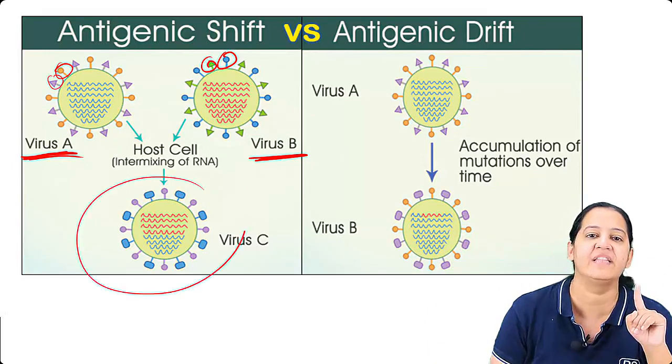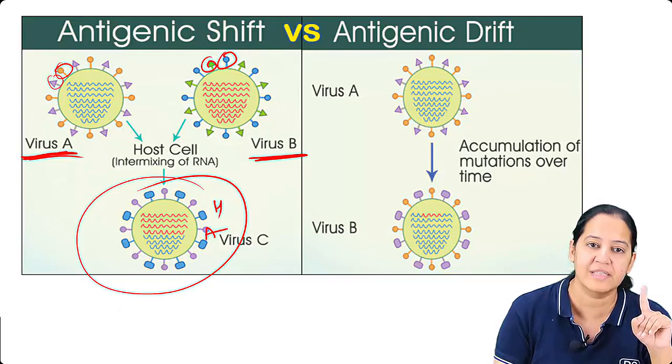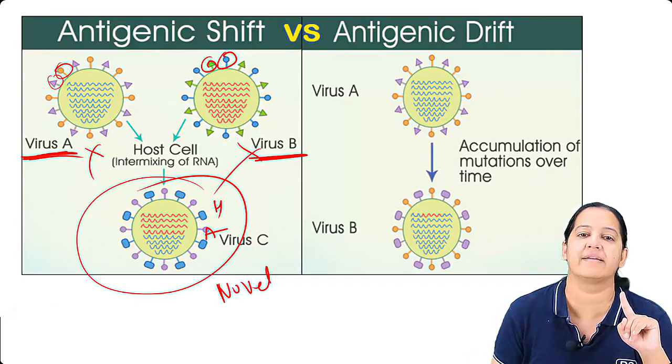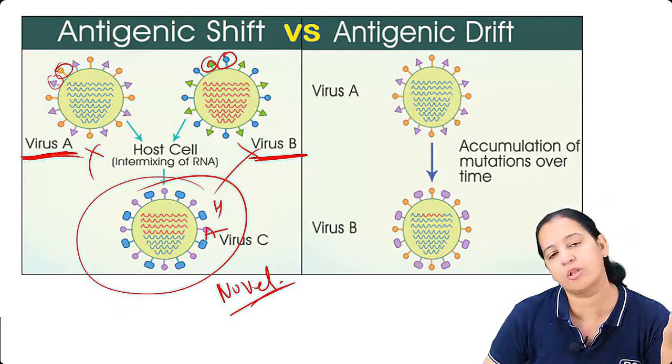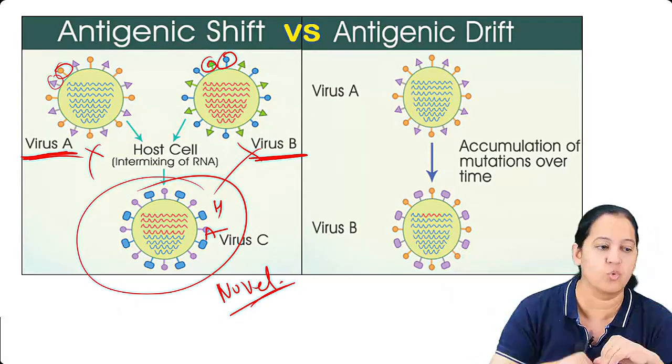And see the H and N. The H and N on the merged virus are neither this nor this. A new H and N. The new virus which is formed is a novel virus, like the COVID. We call the COVID a novel virus. It was not present in the world previously. The COVID is formed by merging two different viruses.